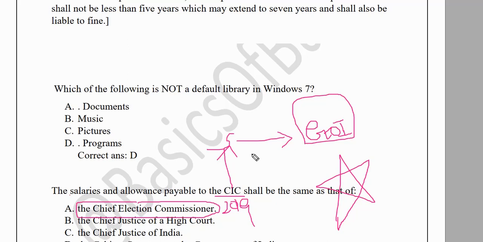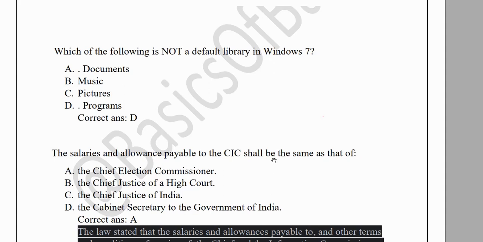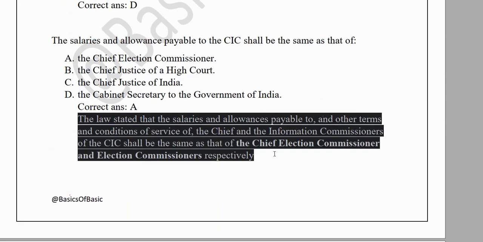Also, the tenure was 3 years for the Chief Information Commissioner before the amendment. But after the amendment, this was also removed and is decided by the Government of India. So both the salary and the tenure of the Chief Information Commissioner and the normal information commissioners depend upon the will of the Government of India. Since this question was from 2019, the answer there was Chief Election Commissioner. But now, since the amendment has been done, it depends upon the Government of India. Please remember this.